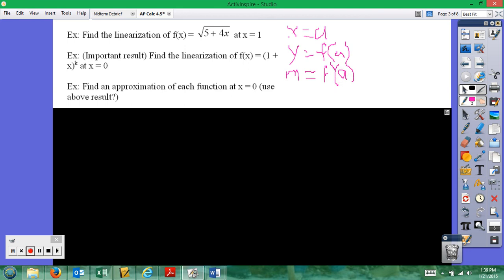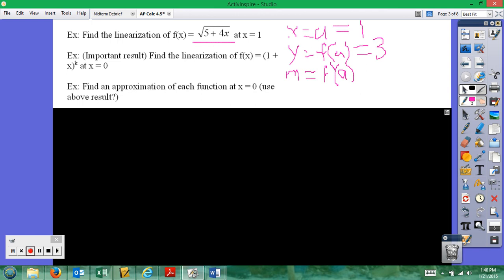So here the a value is then 1. F of a I can plug into the function. I can do that in my head. 4 times 1 is 4, plus 5 is 9, and the square root of 9 is 3. So I'm looking at that first function there. So f of a is 3.